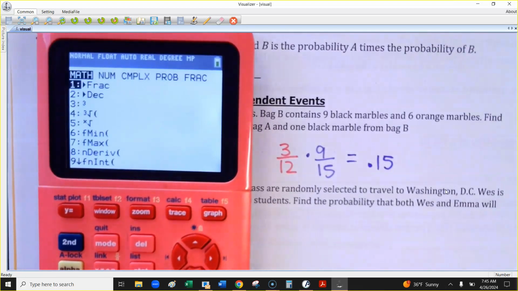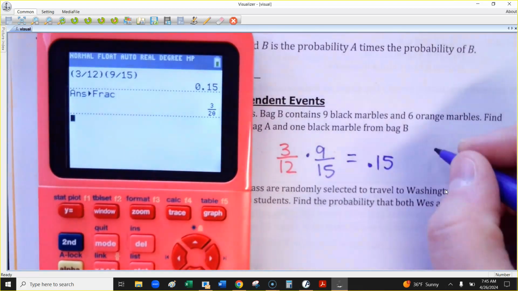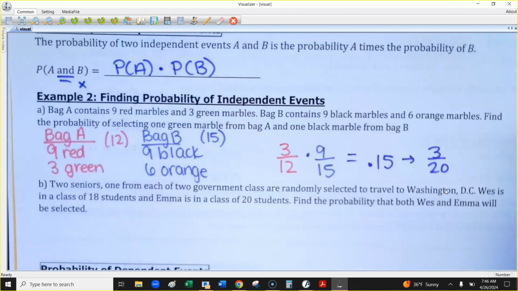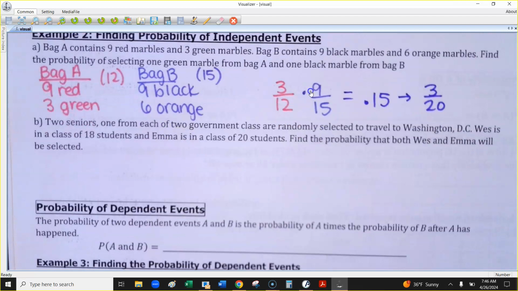If they want it as a reduced fraction, you can just convert it, do that math, enter, convert it real quick. This is the same thing as 3/20. So it's kind of a mix on the homework assignment how they ask you to write the answer. So just so you can write both. All right, now here is my second question.